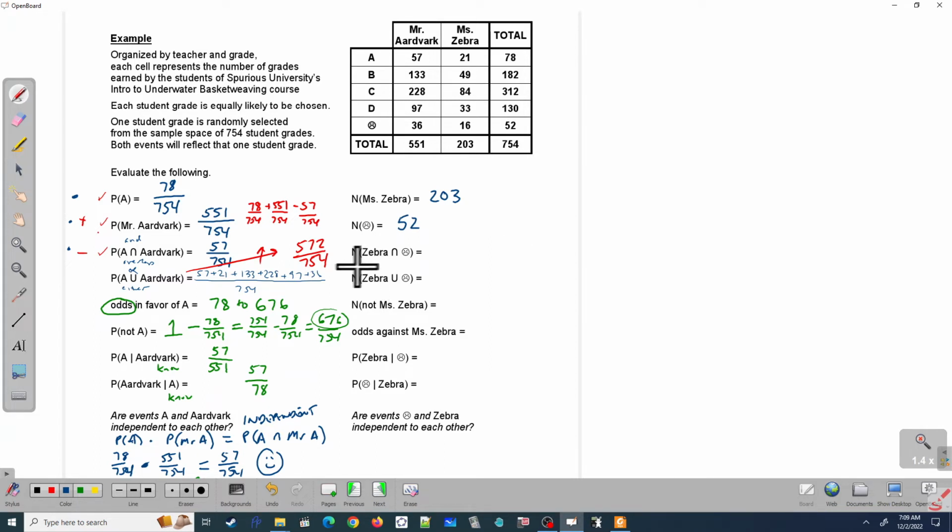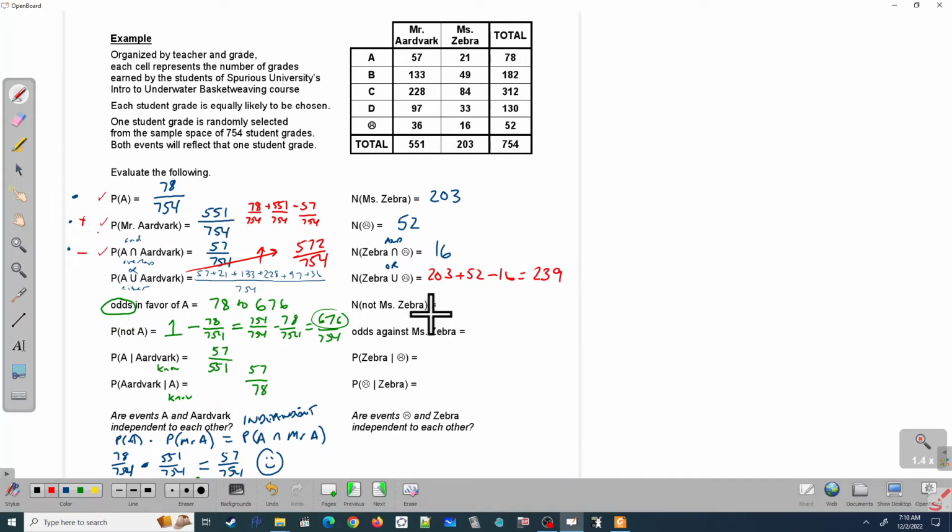Now, who had Mrs. Zebra and also was unhappy in the class? I'm looking for where they overlap, and the one number that overlaps represents the 16 students that had Mrs. Zebra and were unhappy. This one, again, is the AND. So if this is the AND, this is the OR. And I'm going to make my life easier. I'm not going to count up all these numbers and only count that one twice. I'm going to take the 203, add the 52, and subtract the 16, because that would have been double counted, and I would find out that I have 239 students that either had Mrs. Zebra or did not get a happy grade.